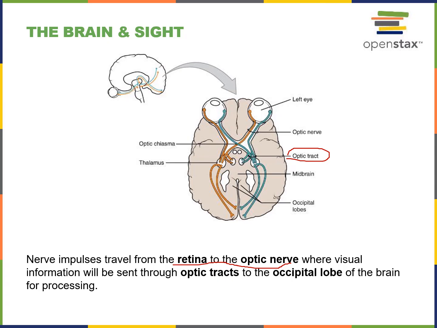But what it's actually also showing you is that information from the left eye goes to the right side of the brain, and information from the right eye goes to the left side of the brain. But it's all going to the occipital lobe.